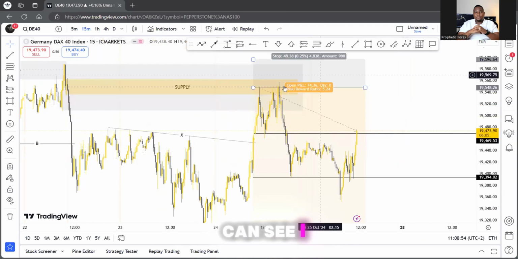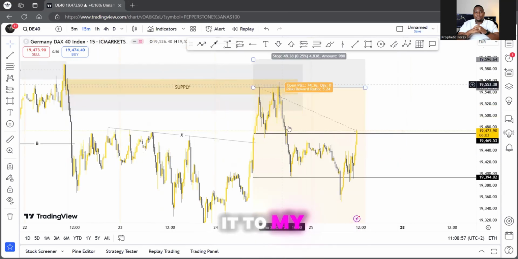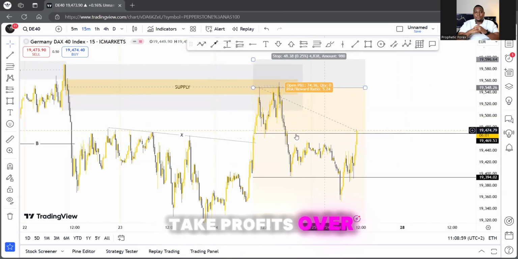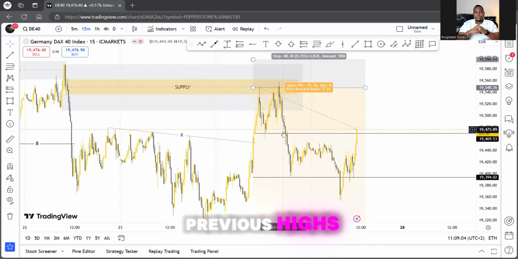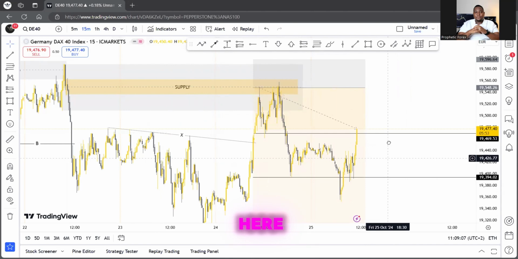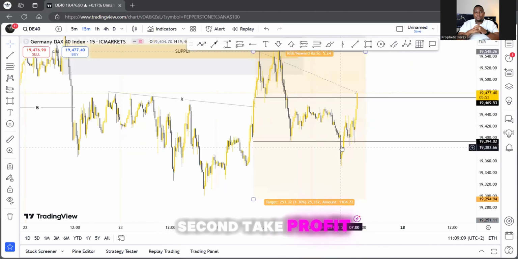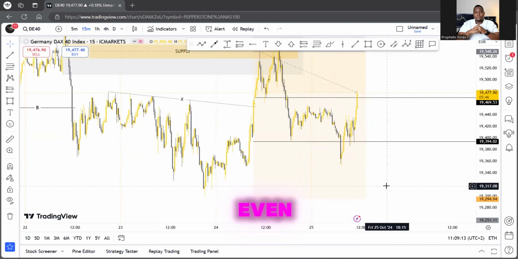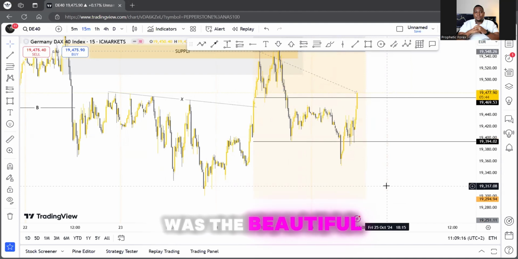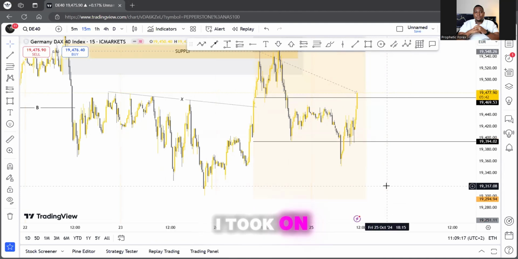And as you can see, I took that sniper entry, also sent it to my group. I set multiple take profits over here in terms of these highs here. I was quite aware of these previous highs, and I took a take profit here. That was my first take profit. I took my second take profit here. It did hit in the AMs, and now we're just pulling back at break even. But overall, this was a beautiful, beautiful trade that I took on Dax30.